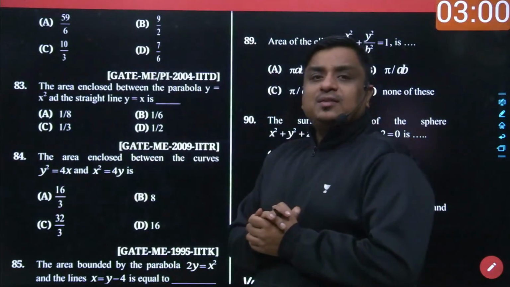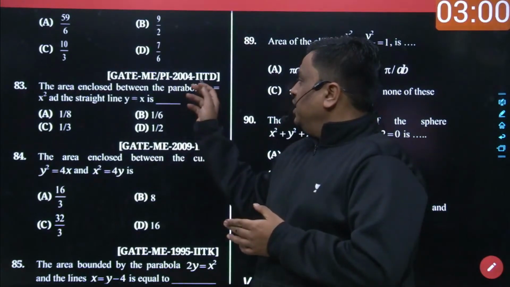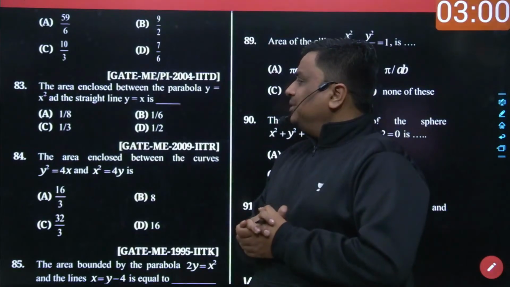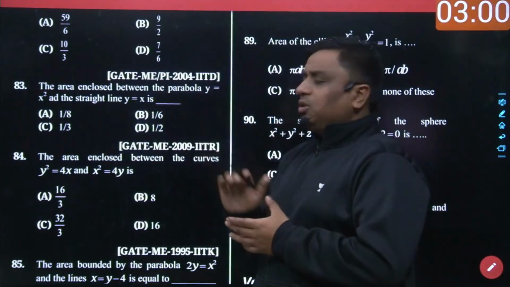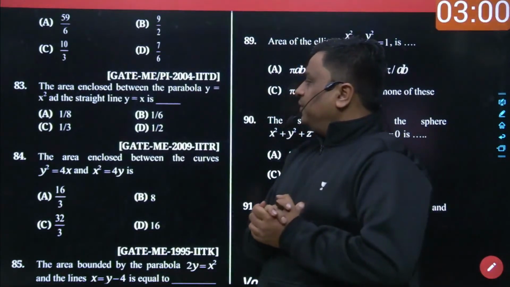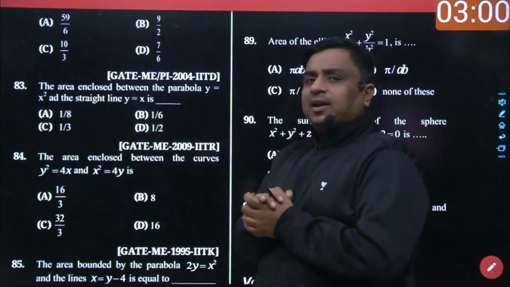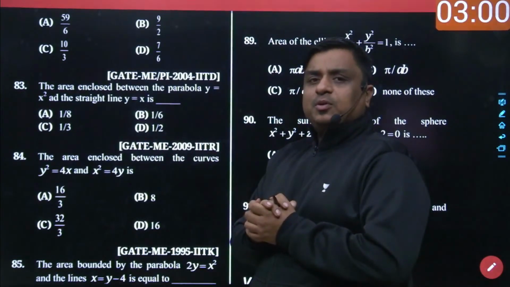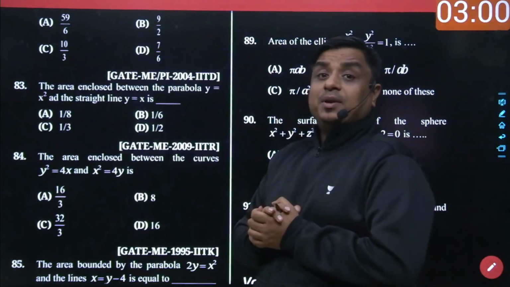This question was asked in Mechanical and Production Engineering, year 2004. The problem was framed by IIT Delhi. As per the problem, the area enclosed between the parabola y = x², you can feel that it is going to be an upward-facing parabola, and the straight line y = x is... Four different options are attached along with this problem, and these kinds of questions are repeatedly asked.